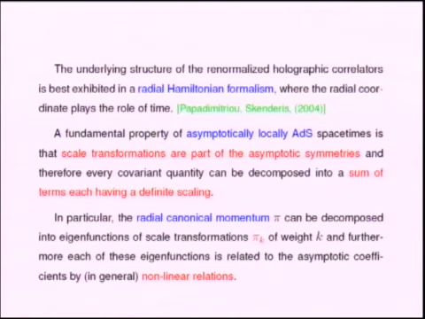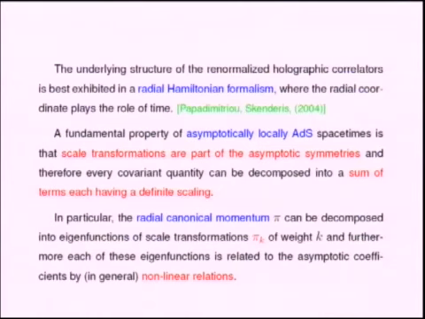And then the underlying structure of renormalized holographic correlators is best exhibited in a radial Hamiltonian formalism, where we use a Hamiltonian where the radial coordinate plays the role of time. A fundamental property of these spacetimes is that the scale transformations are part of the asymptotic symmetries, and every covariant quantity can be decomposed into a sum of terms having a definite scaling. In particular, this means that the radial canonical momentum can be decomposed into eigenfunctions of scale transformations, and each of these is then related to the asymptotic coefficients by nonlinear relations.